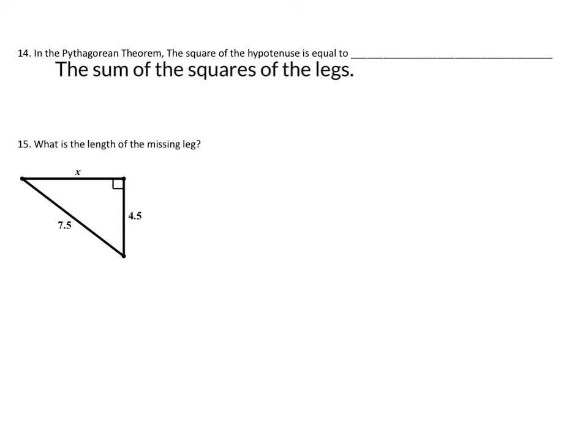Alright, what is the length of the missing leg? So we'll use the Pythagorean Theorem on this one. So we'd have a leg squared plus the other leg squared should equal the hypotenuse squared. So the legs are the sides that make up the right angle, so I've got this one at 4.5. So I'm going to replace the A with 4.5.